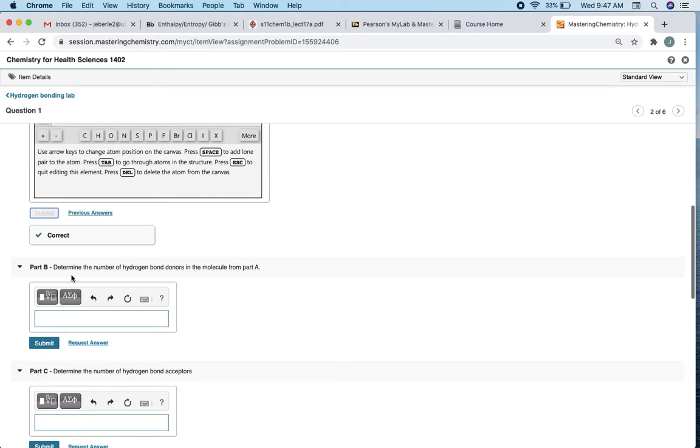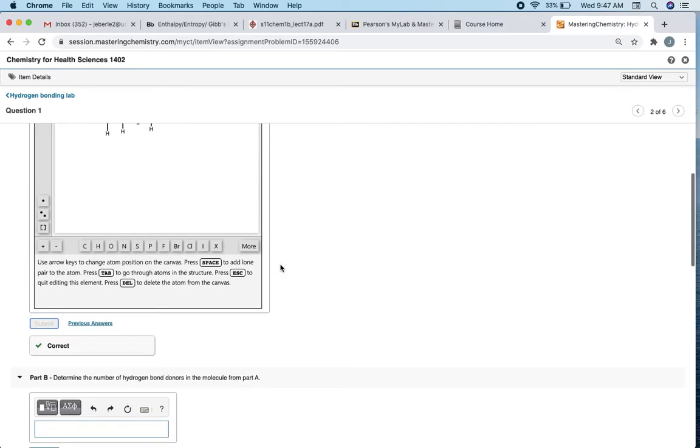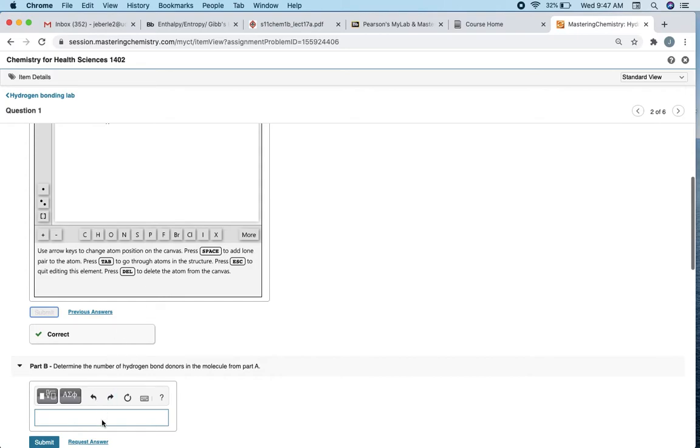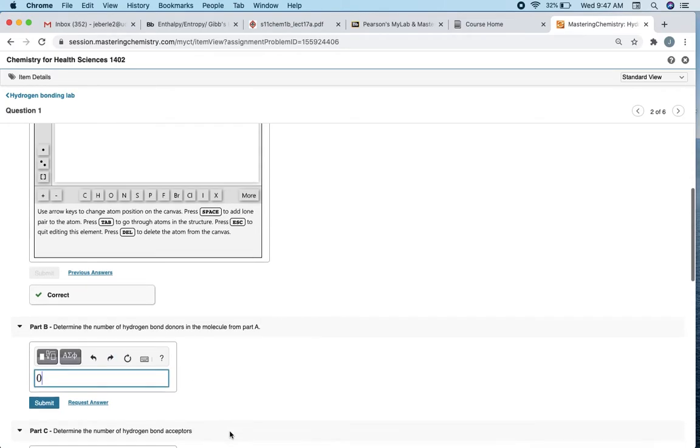Now, B says determine the number of hydrogen bond donors in the molecule from part A. Remember, a donor is any hydrogen atom that is positively polarized. That's what we're calling a donor. If you go up here, we notice that all of our hydrogens are connected to carbons. They're bonded to carbons. We don't have any hydrogens that are positively polarized. So the number of donors in this molecule is just 0.